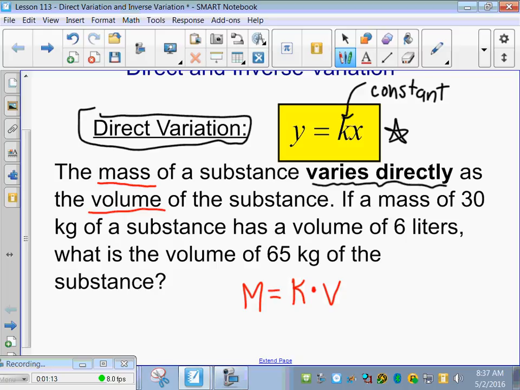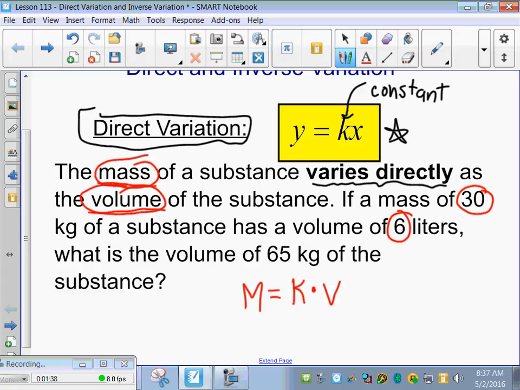Okay? So y equals kx is your general form that you're always going to think about when you see varies directly. But then use the variables they give you, and it goes in order of the sentence. Mass, then volume, and you're always going to have k. Okay? If a mass of 30 kilograms of a substance has a volume of 6 liters, okay, so they're going to give us 2 points to plug in that will help us find k.